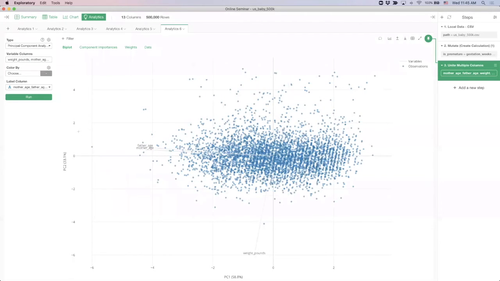So now we have a different view. Here father age and mother age are pointing in the same direction, and weight pound is pointing in this direction. It seems like weight pound and the father and mother age are not correlated, because those are almost across 90 degrees. And this y-axis is basically similar to weight pound. When you look at the y-axis, high or low, it's more like this one is presenting the weight pound information, while the x-axis is presenting more the father and mother age information.